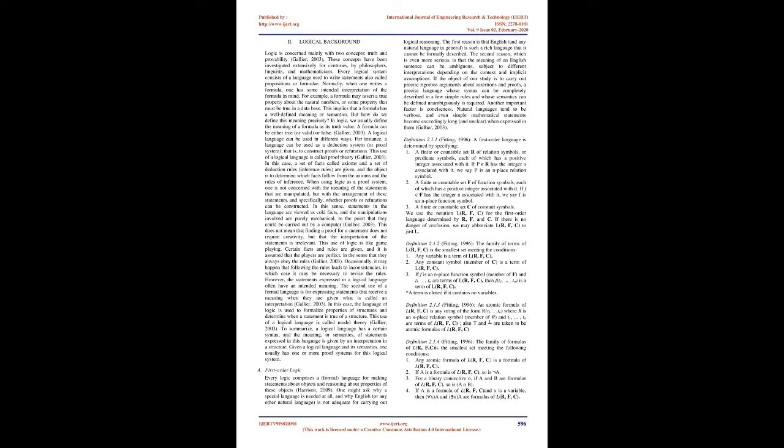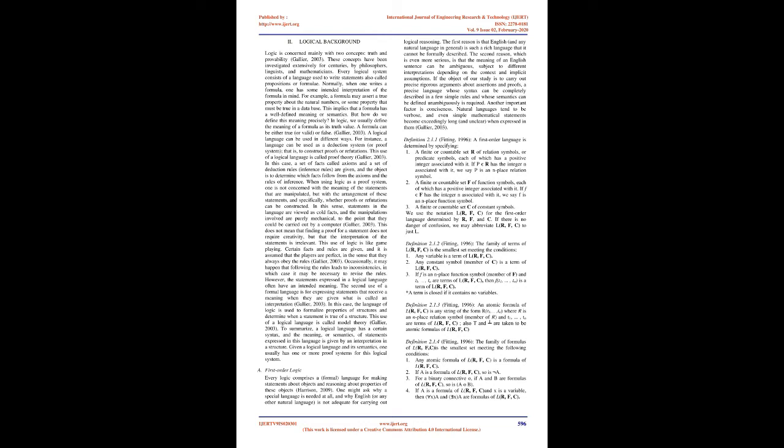The second use of a formal language is for expressing statements that receive a meaning when they are given what is called an interpretation (Gallier, 2003). In this case, the language of logic is used to formalize properties of structures and determine when a statement is true of a structure. This use of a logical language is called model theory (Gallier, 2003). To summarize, a logical language has a certain syntax, and the meaning, or semantics, of statements expressed in this language is given by an interpretation in a structure.